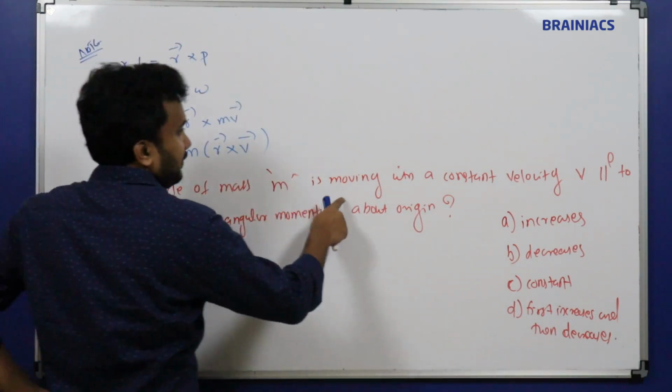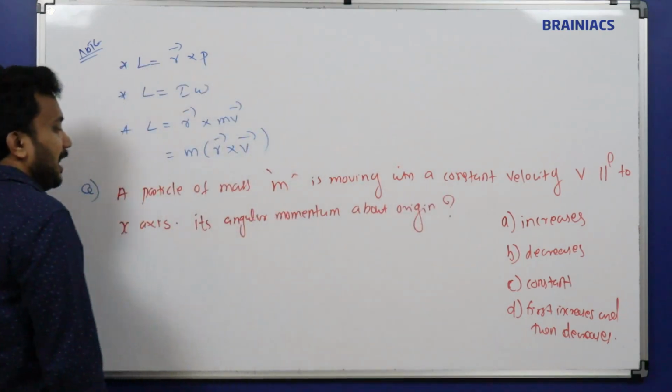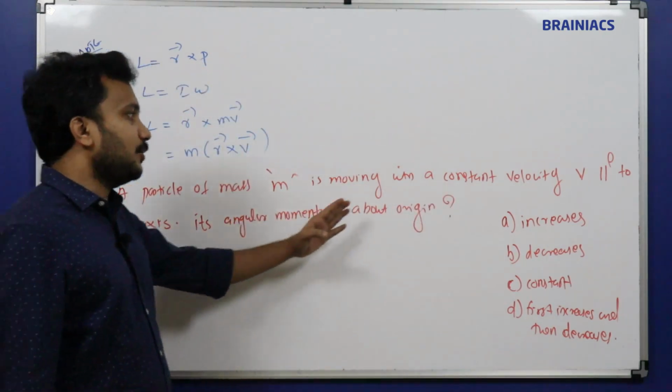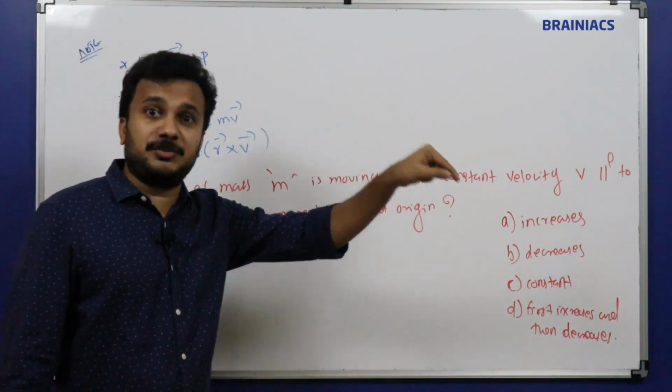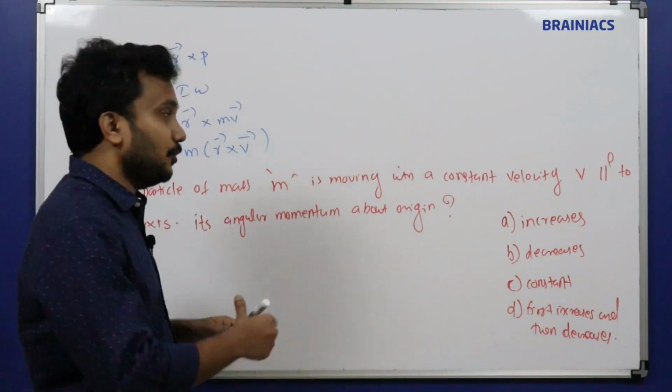A particle of mass m is moving with a constant velocity parallel to its x-axis. Its angular momentum about the origin. The point is important. With respect to which point? About the origin. Let's draw the diagram.